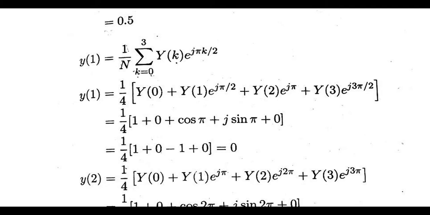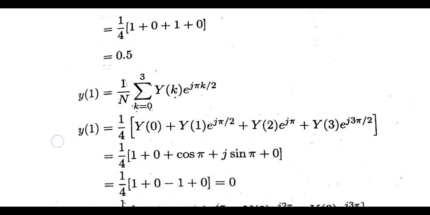So e raised to j pi comes. We know e raised to j pi is equal to cos pi plus j sin pi. So 1 by 4 into 1 plus 0 plus cos pi plus j sin pi plus, we know y of 3 is equal to 0, so it becomes 0. We know the value of cos pi, that is cos 180 degree, is equal to minus 1 and the value of sin pi is equal to 0. So it becomes 1 by 4 into 1 plus 0 minus 1 plus 0. That is y of 1 is equal to 0.